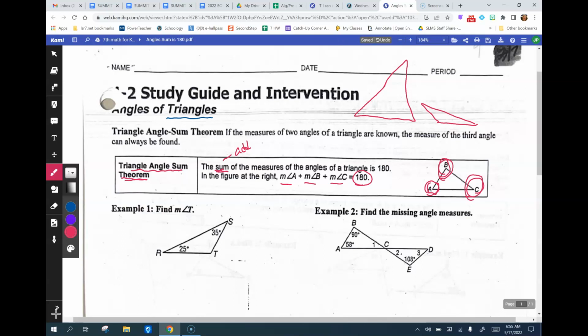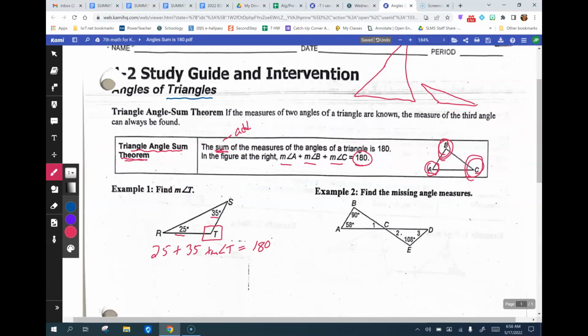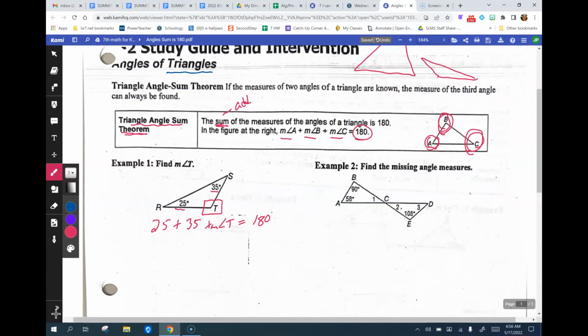So look at example 1. We have two angles, and we don't know this third angle. So what we're going to do is add our three angles together: 25 plus 35 plus angle T is equal to 180. I wrote that little m in there because in math you can't actually add an angle, but you can add the measure of the angle. That's just the geometry teacher coming out in me, so sorry about that.